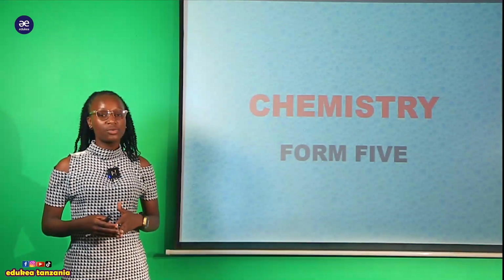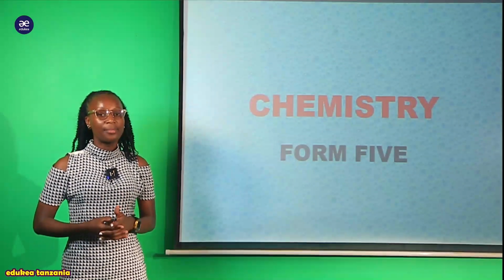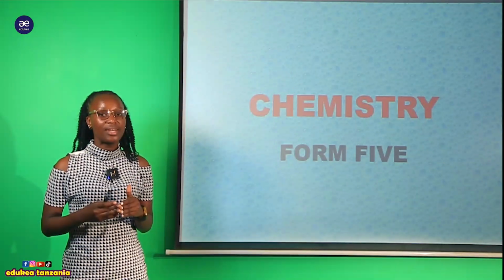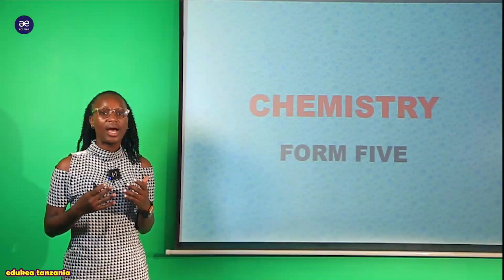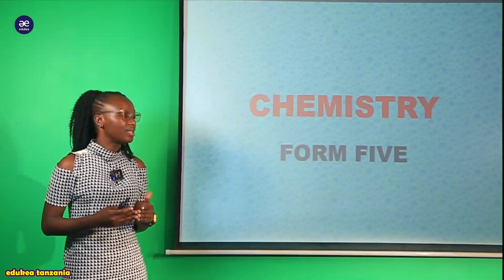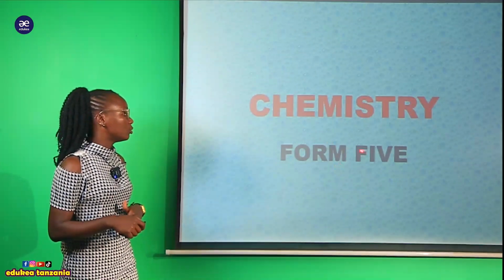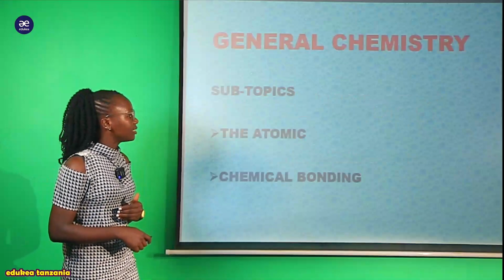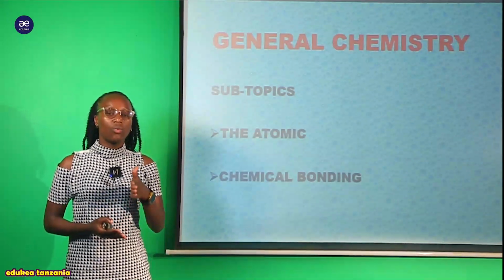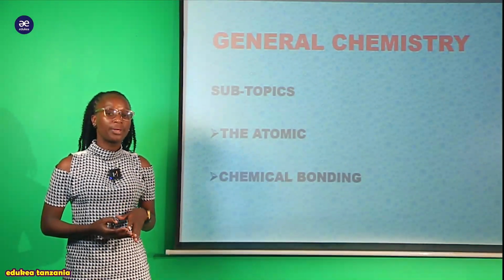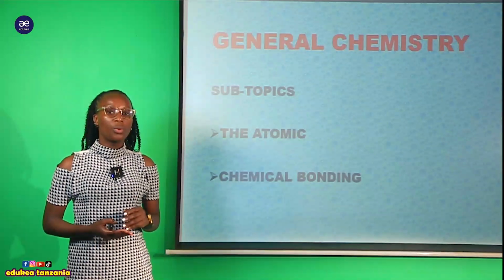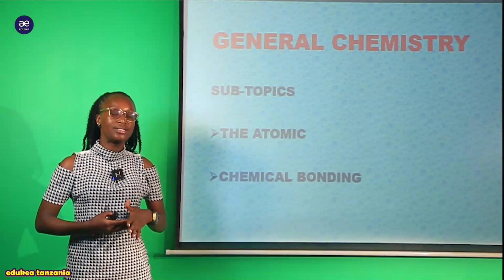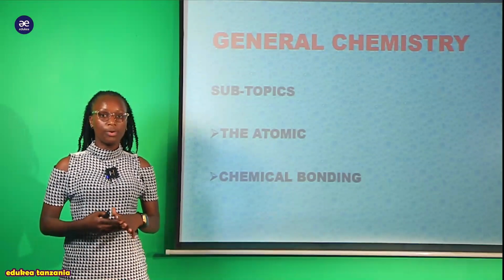And here, my students, we are going to make a tutorial on our chemistry subject, and I have said that we are making the tutorial for advanced level. So here we are going to have the tutorial on Form 5. And in our chemistry subject, we have our main topic, which is general chemistry, which has two main subtopics: the concept of atom and chemical bonding.